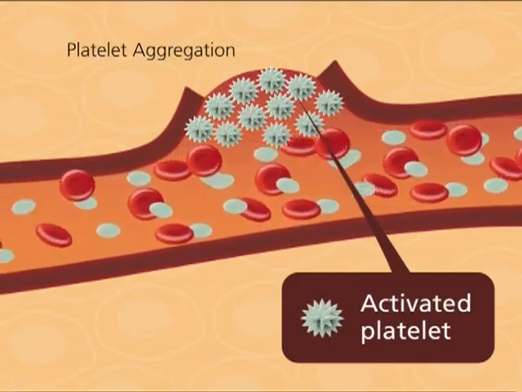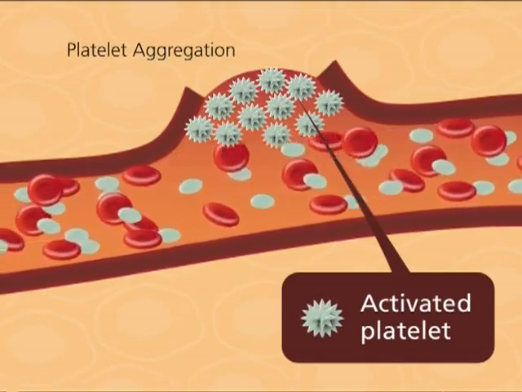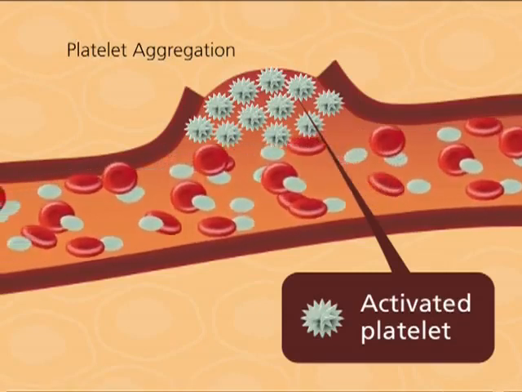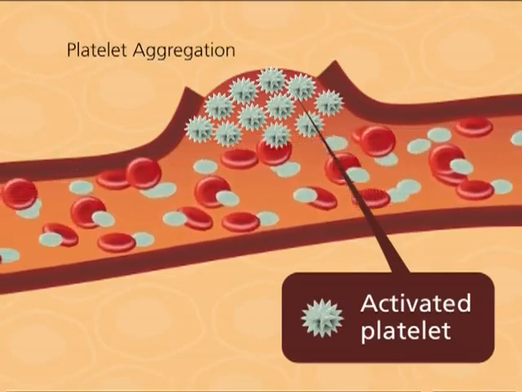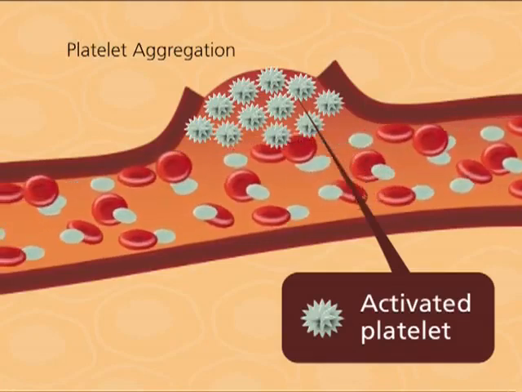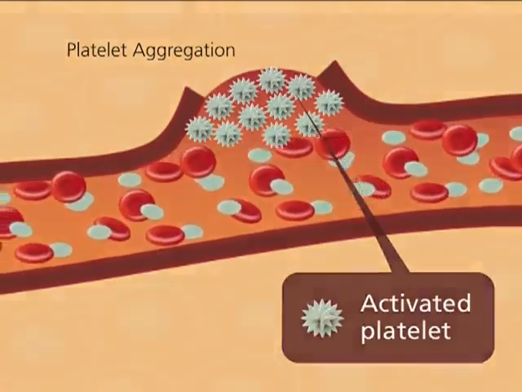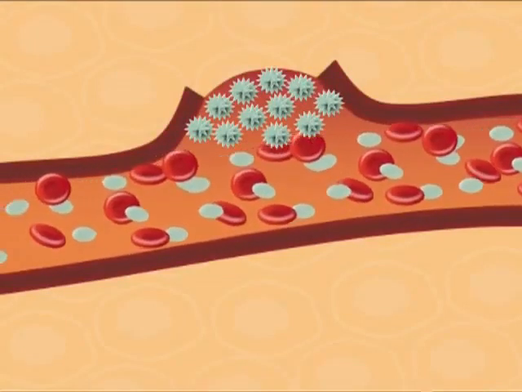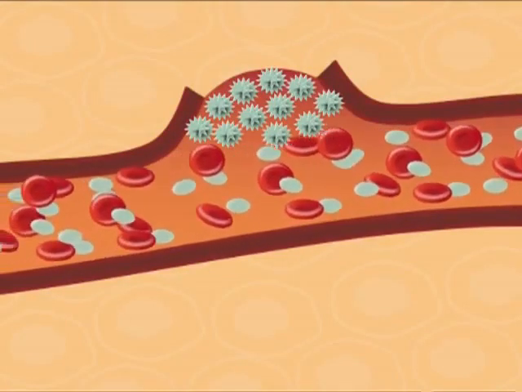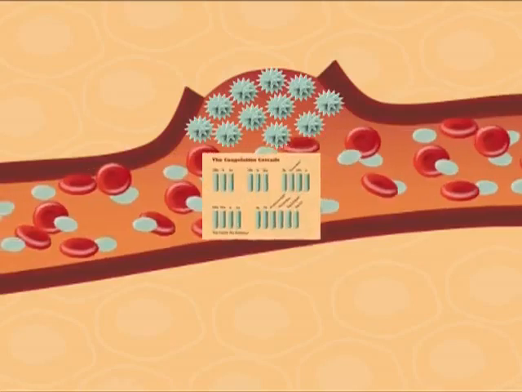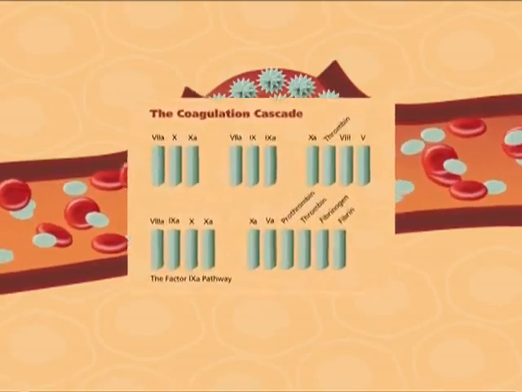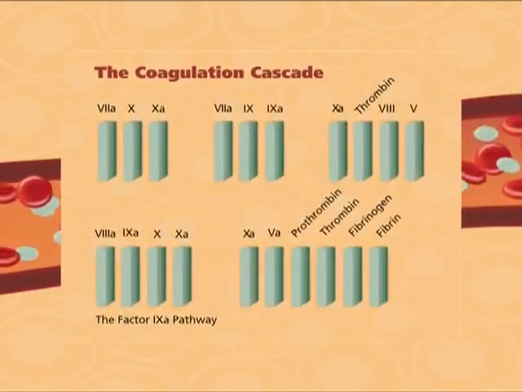This unstable primary plug of loosely aggregated platelets must then be consolidated into a more stable plug. This is achieved through the generation of thrombin at the wound site. Free tissue factor released from subendothelial stores and platelets initiates the coagulation cascade with its interaction with activated factor 7.